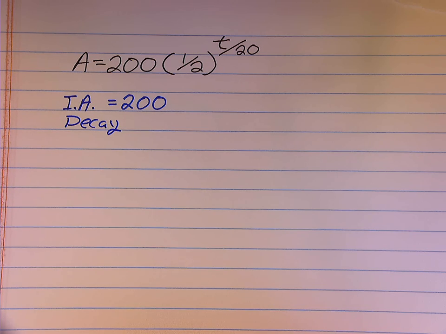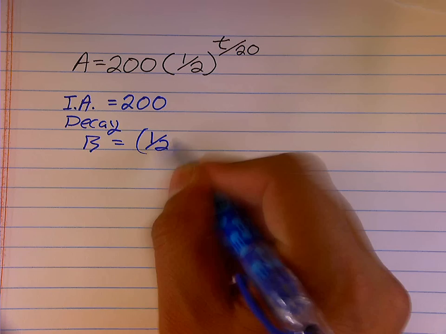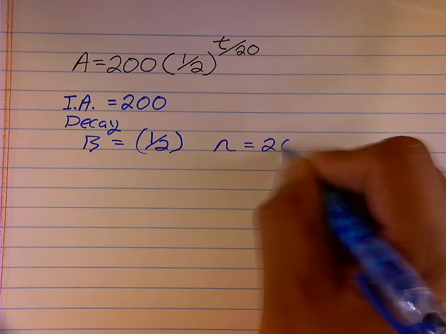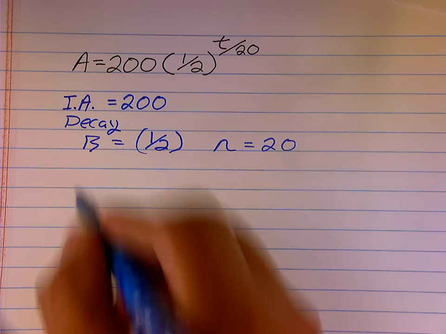I'm going to give you the relative factor. One half for n equals 20, which means I will have 1/2 of the original amount in 20 years. This can actually be referred to as the half-life, because I know I'll have exactly 1/2 in 20 years. My half-life would be 20 years.